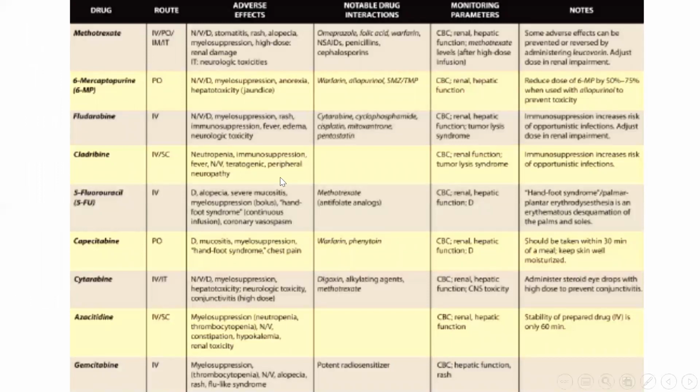This table, it is up to you. If you want to memorize everything from here, it is up to you, but we will discuss all of these.